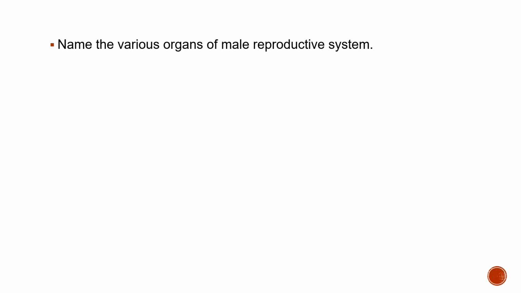So you write the main parts of the various organs of the male reproductive system. This you write on your own. You will be writing on your own. Okay, so write it on your own. So let us move on to the next part.